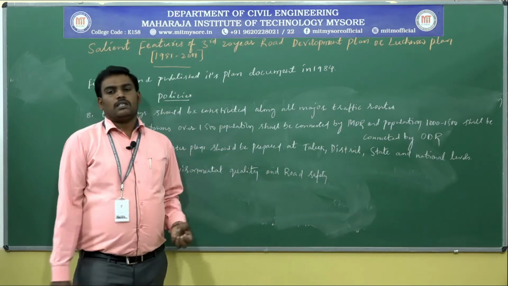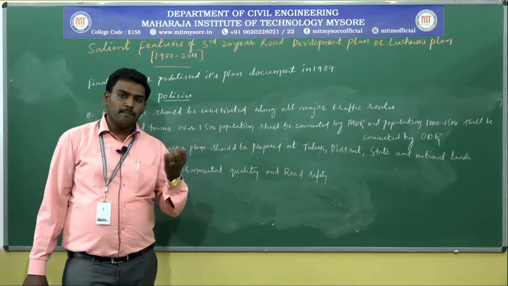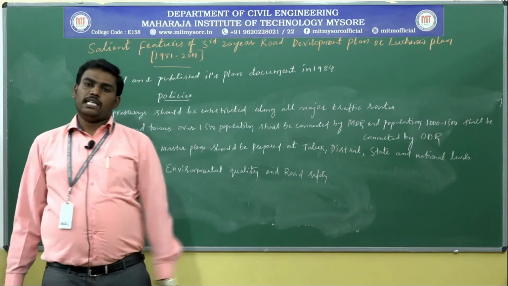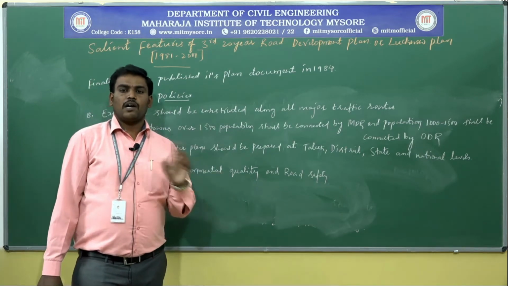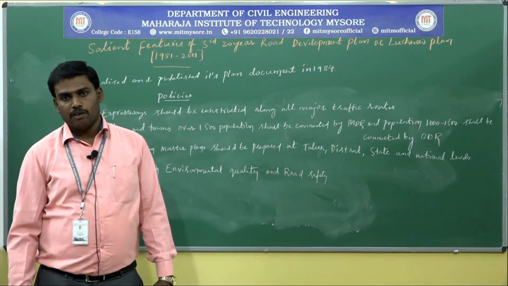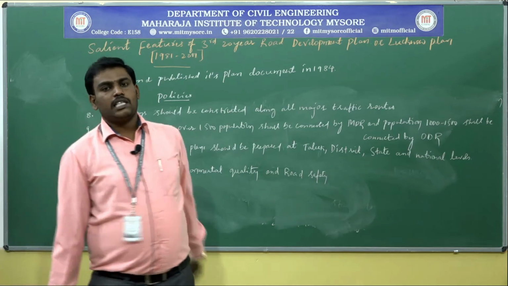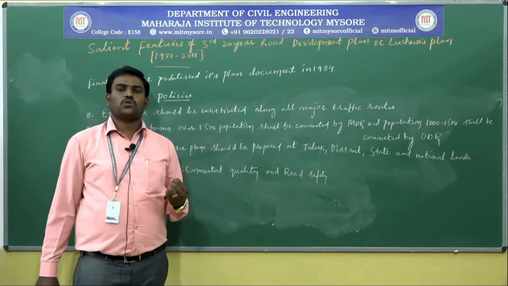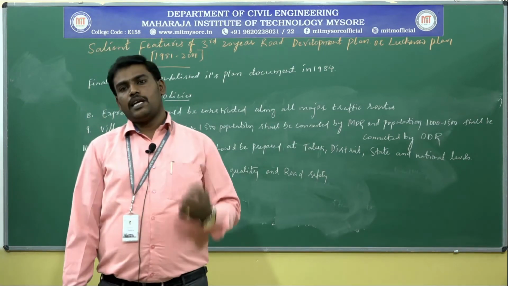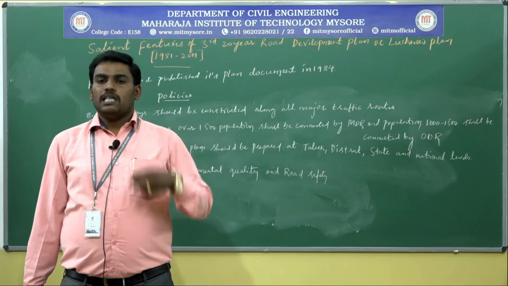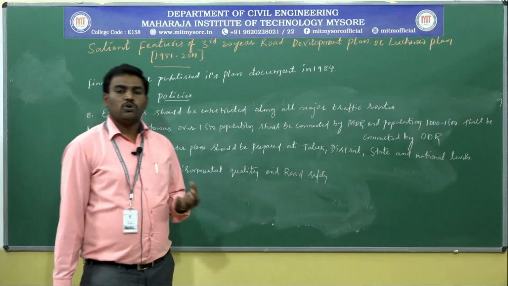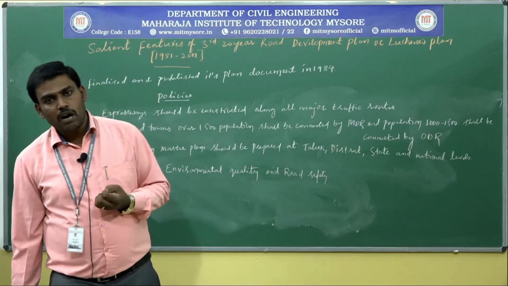Fifth one: the national highways network should be so developed that it forms square grids of 100 km sides. If that is the case, no part of the country would be more than 50 km away from the national highway. That is the fifth one. Sixth one is that present roads should be improved in respect of geometric standards like widening of roads, improving riding qualities and strengthening of existing pavement so as to save vehicle operation cost.